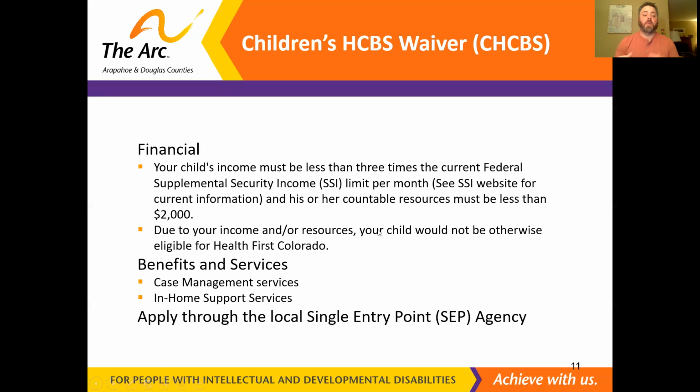With that, here's some of the financial piece. Your child's income must be less than 3 times the federal Social Security limit per month, and the child's assets can't be more than $2,000. Due to your family's income, your child will not otherwise be eligible for Medicaid. So again, this is the only waiver you don't need Medicaid to access.